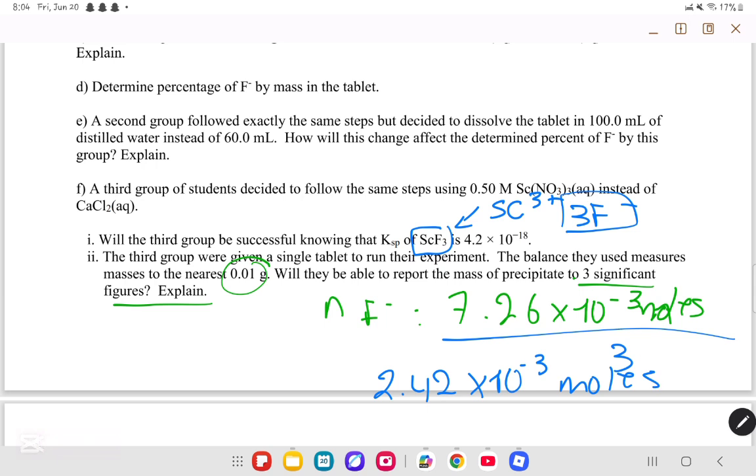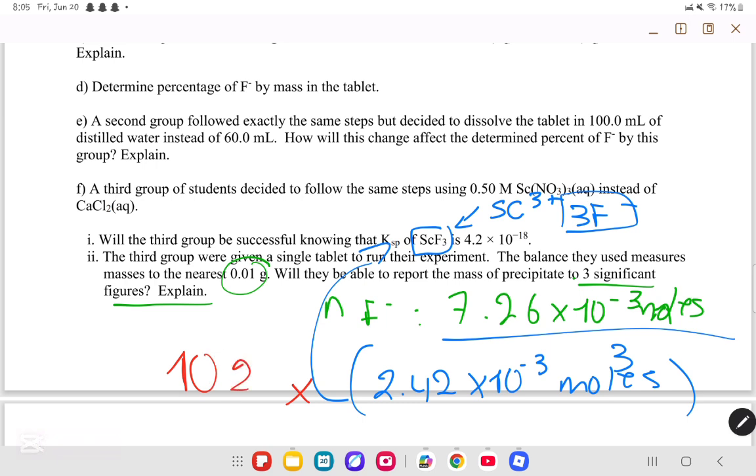So this is the number of moles of ScF3. We will multiply it by the molar mass of ScF3. So look at your periodic table. It's going to be 44.9, so basically 45, plus 3 times the molar mass of fluorine. So 3 times 19. It's going to give you an answer of 102.